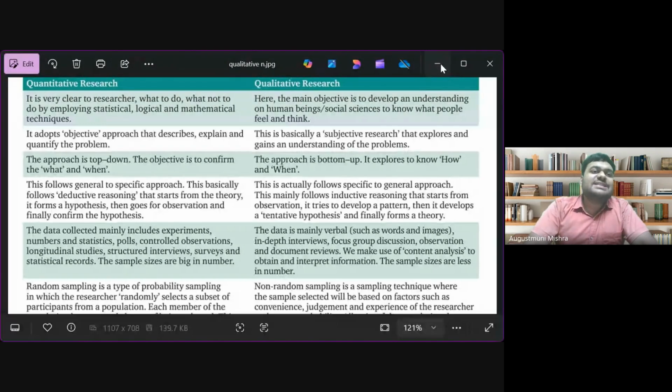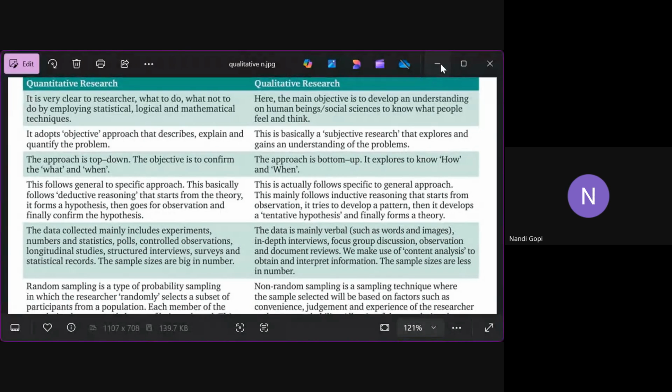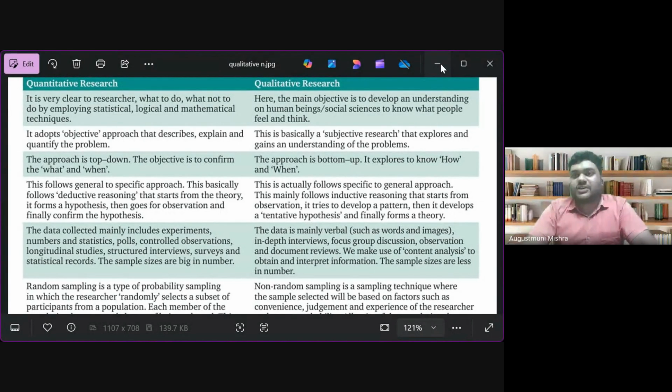Now, there is another thing: the approach is top to down. Can anyone tell me in which method we use the top to down approach? Because that can be an MCQ question. Deductive method. Thank you so much for your responses. Definitely it is correct. In the deductive method, we use this top to down, general to specific. And in the other, bottom to up.